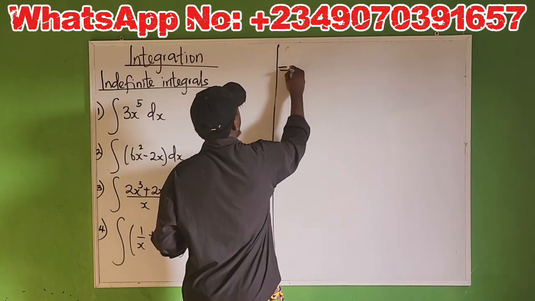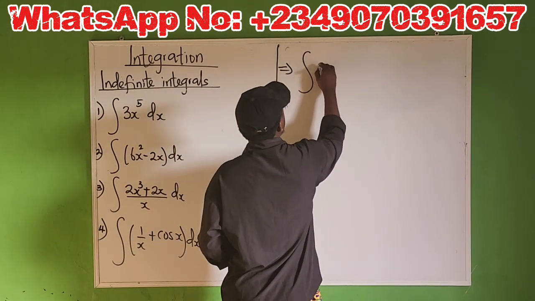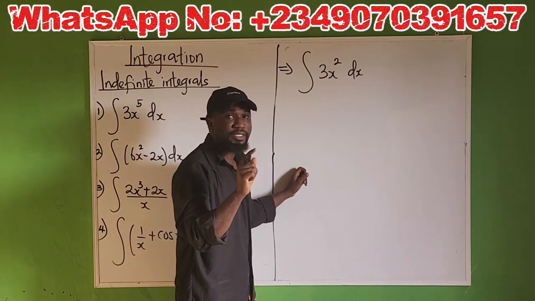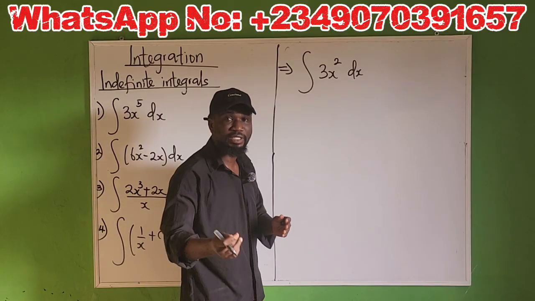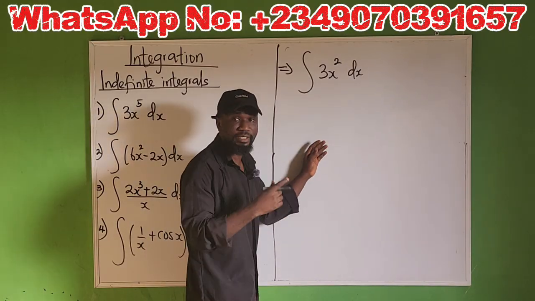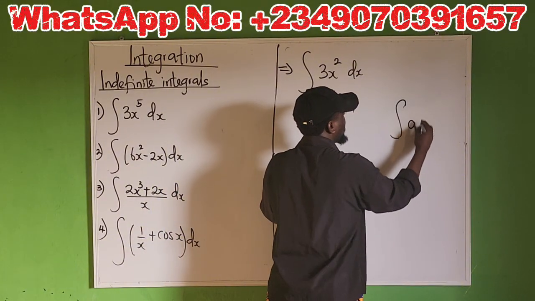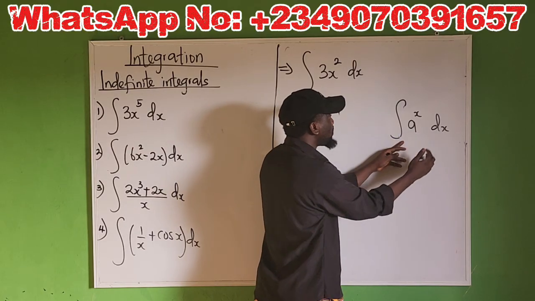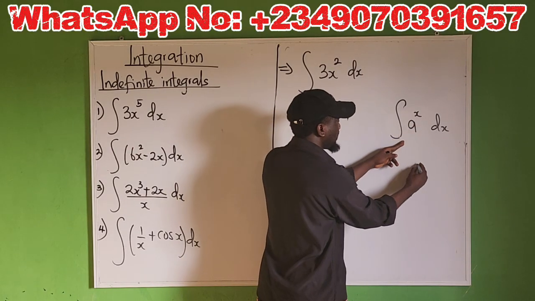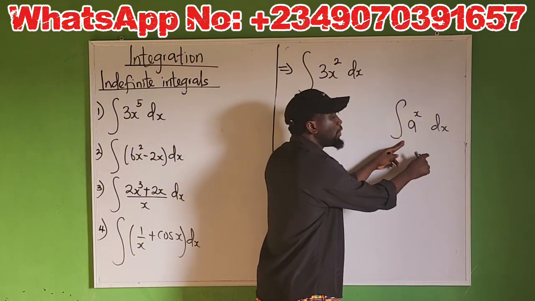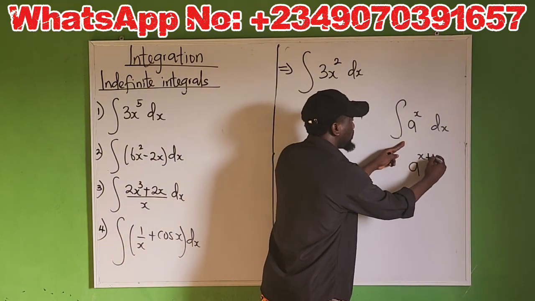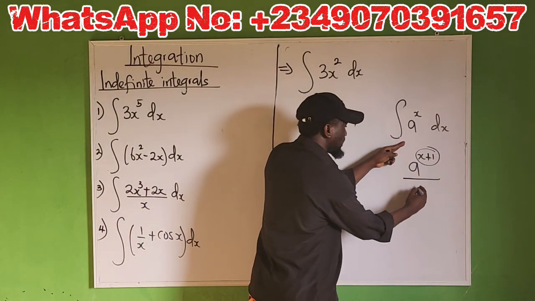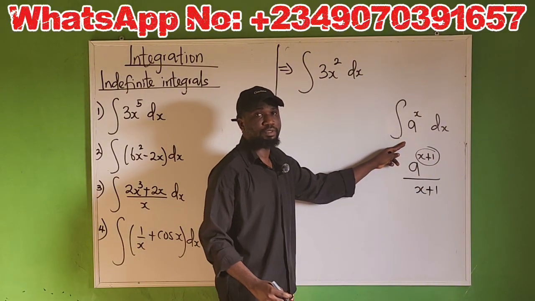So please, let's try to answer this question. The first one, we are to find the integral of 3x squared with respect to x. For integration, basically it is just the opposite of differentiation. Whenever you want to integrate, let's say we have a raised to power x with respect to x, the first thing we have to do is repeat this value here, that is a raised to power x. We are going to add 1 to the power, and then it's going to be divided by this total power, the index, which is x plus 1. Is that taken?